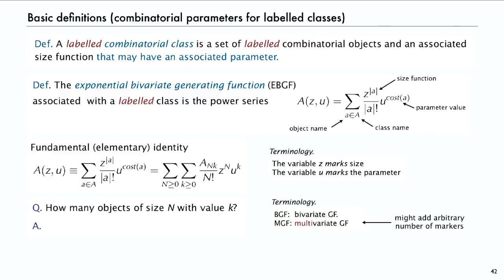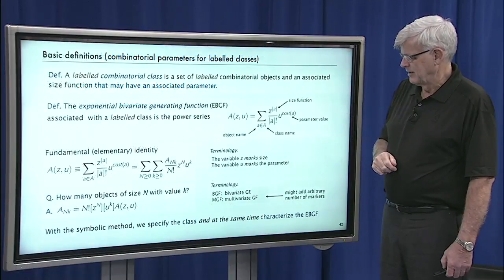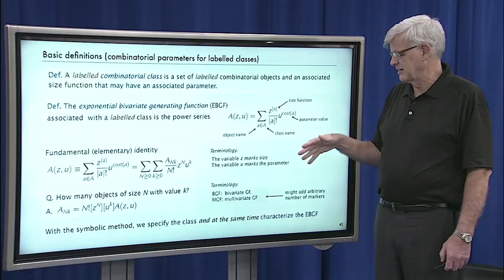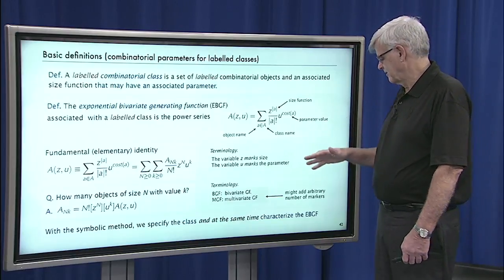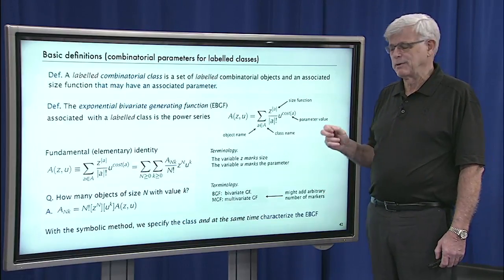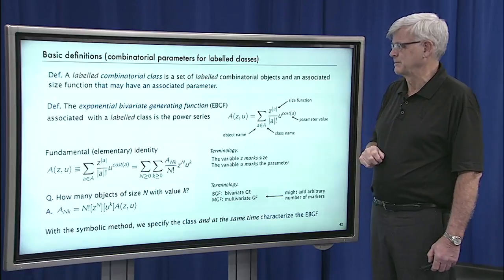And if we want to know the number of objects of size n with value k, and we have the exponential bivariate generating function, then the number of objects of size n with value k is equal to n factorial times the coefficient of z to the n and u to the k in the bivariate generating function. And as usual, with the symbolic method, we specify the class and at the same time characterize the exponential bivariate generating function.